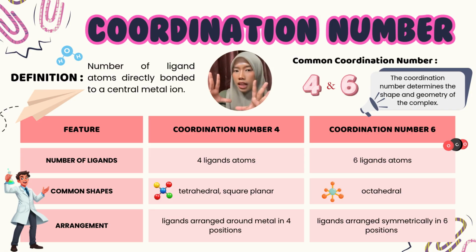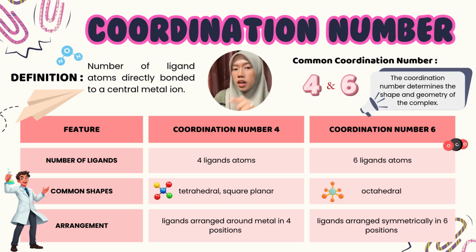The metal ion is bonded to the 4 ligand atoms, as shown here. This usually results in tetrahedral or square planar shapes, where the ligands are arranged around the metal ion in 4 positions.